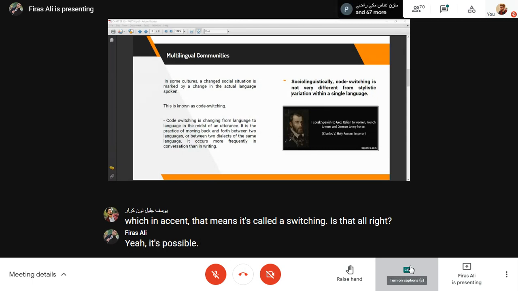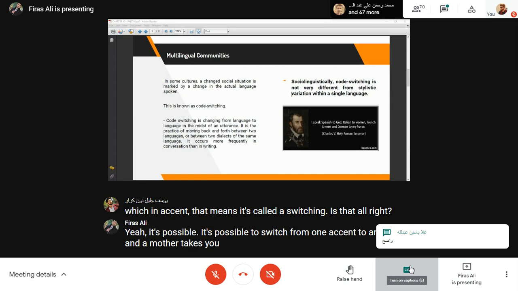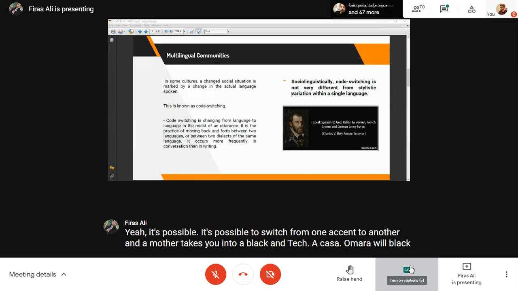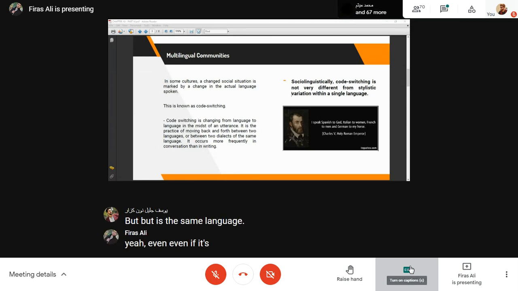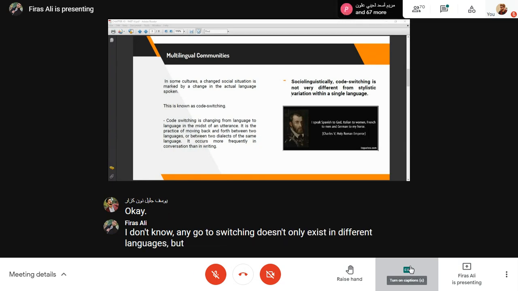It's possible to switch from one accent to another. But it is the same language. Yeah, even if it's the same language, this is also called code switching. Code switching doesn't only exist in different languages, but it can happen within the same language.